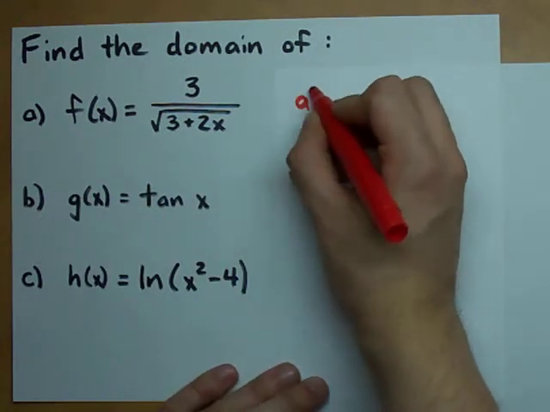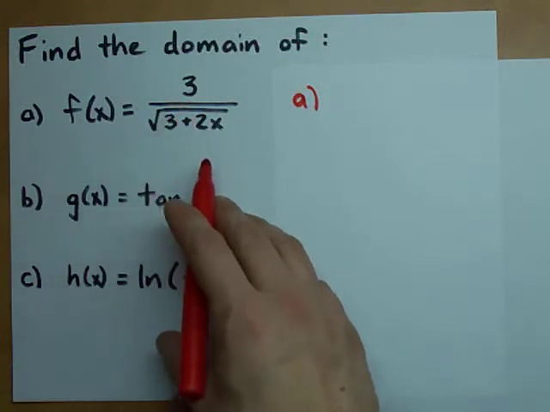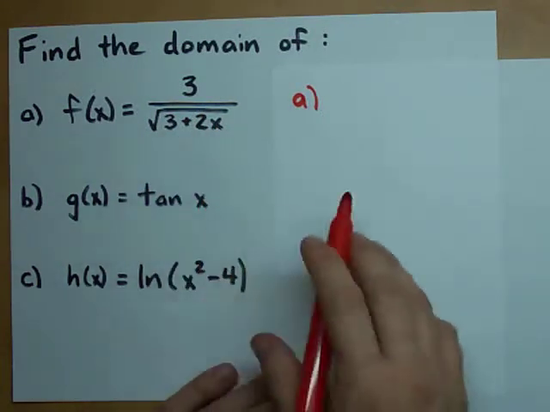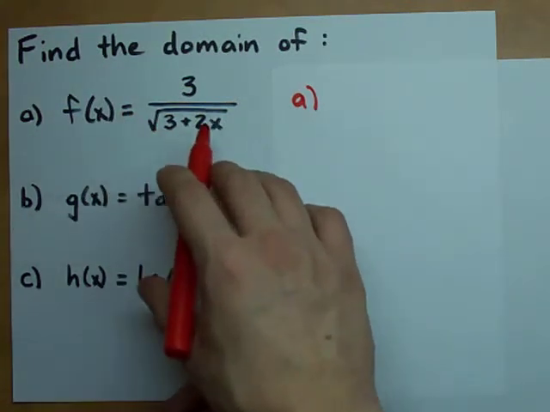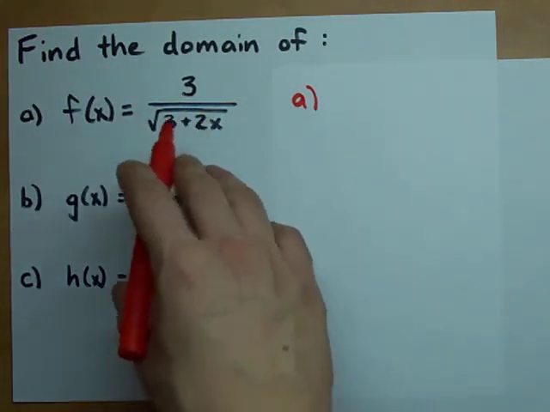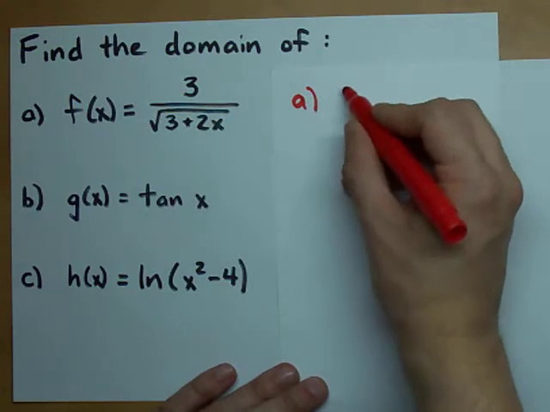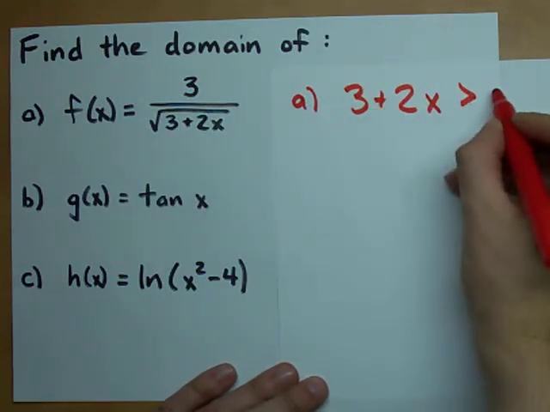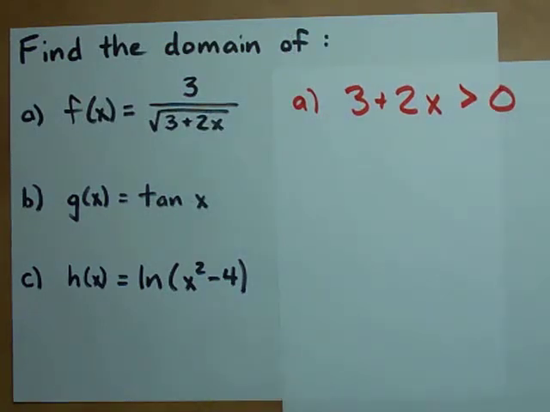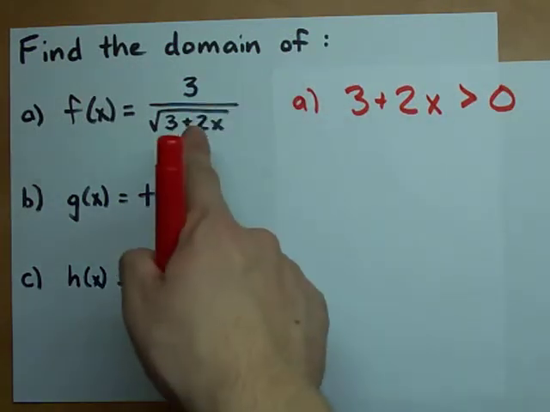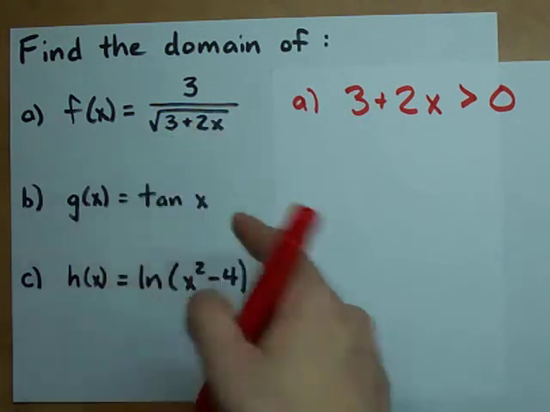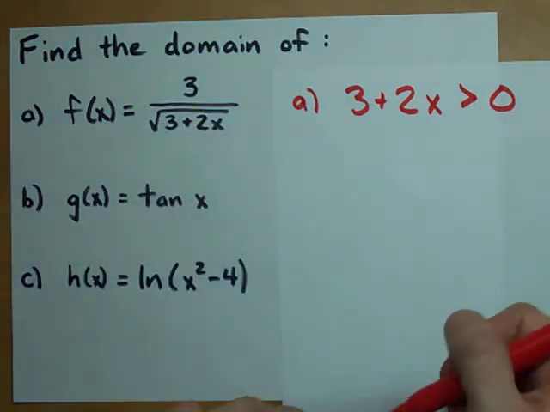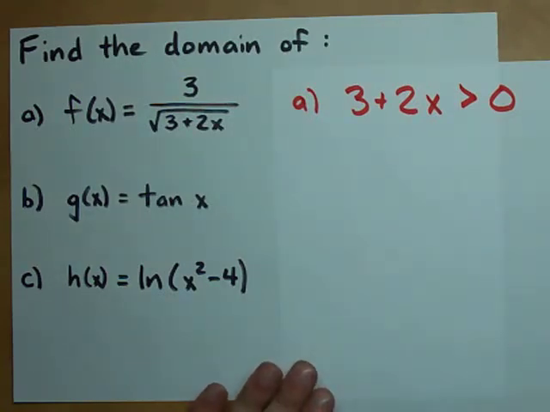In question A, we have a square root on the bottom. Now, what's underneath the square root isn't allowed to be negative, because you can't take the square root of a negative. And what's on the bottom can't be 0. So what that leaves us with is that what we're taking the square root of has to be bigger than 0. If it is 0, then we've got 0 on the bottom of the fraction, and that's no good. If it's negative, you just can't take the square root. So the question is, how does this affect the domain?